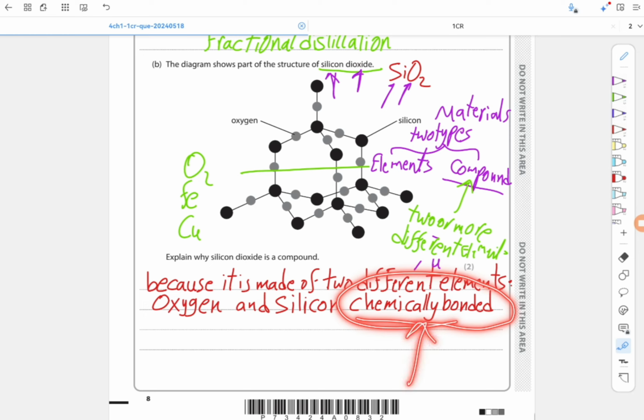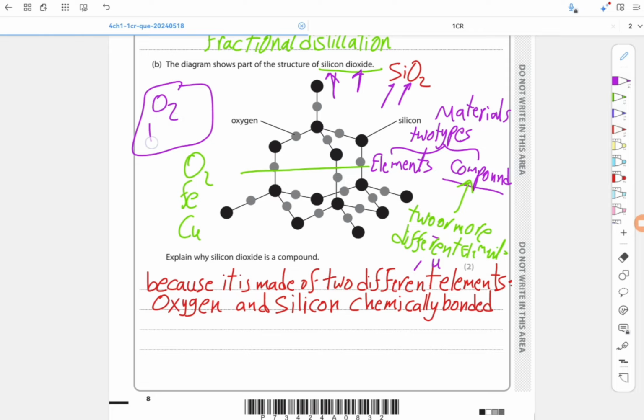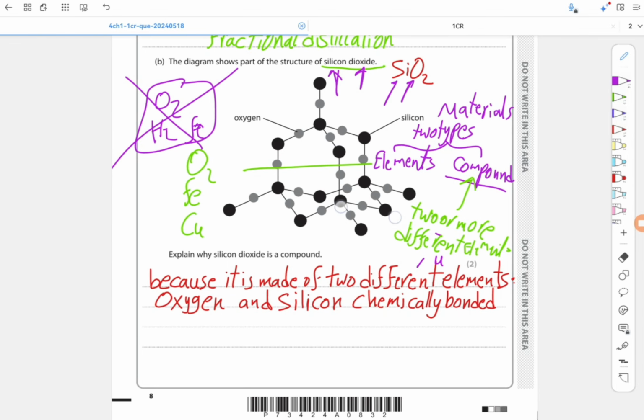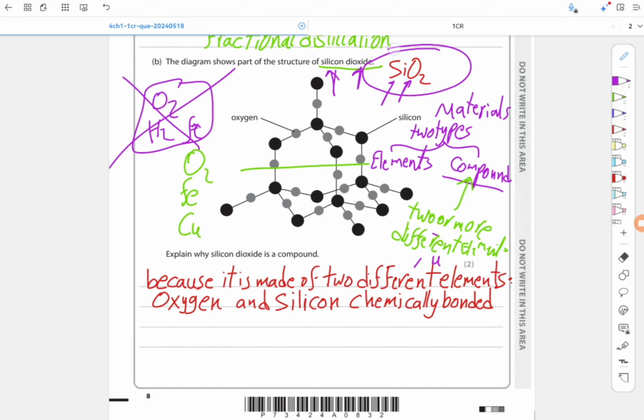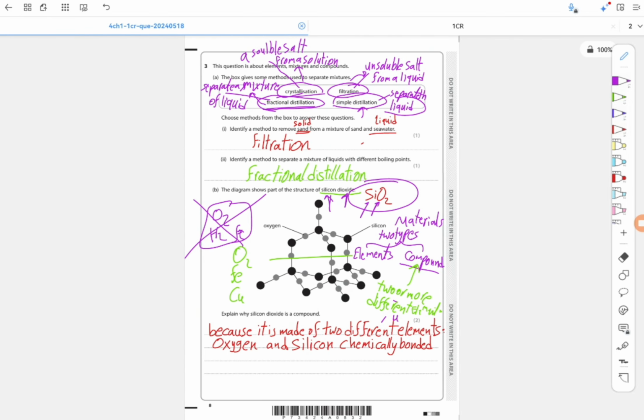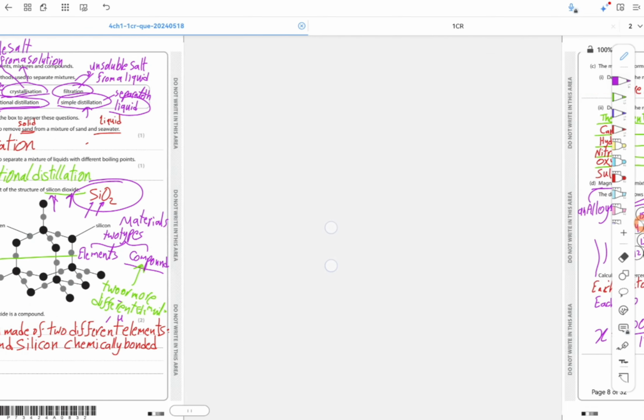Please, my friends, do not waste these two words. Pay attention to them: chemically bonded. Because if we have a container of oxygen and hydrogen and a piece of iron, put together in one container and not chemically bonded, those are not a compound. Those are three separate elements in one container. They should be bonded like the silicon oxide so that we can say that they are a compound.